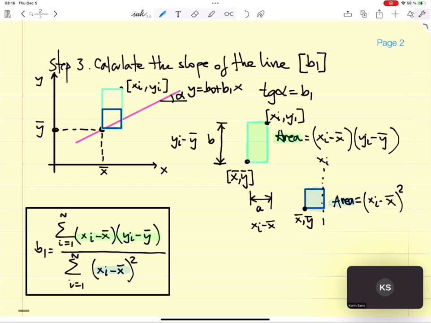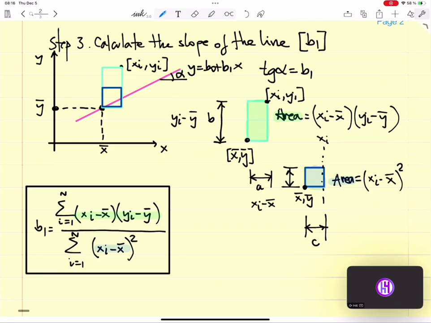Yeah, sure. What is the side of this? I mean, this is a square, so both sides are the same. Okay. What is this side? It equals xi minus x mean, right? And then squared because it's a square. Are you cool?